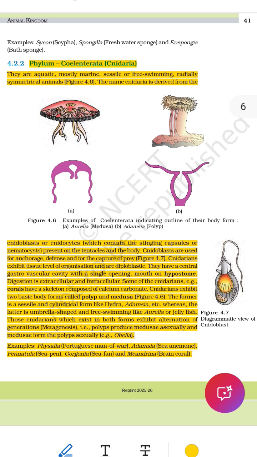3. How is their body shaped? Their body is radially symmetrical, like a circle or a pie. Cut their body from the center in any direction, all pieces look the same.